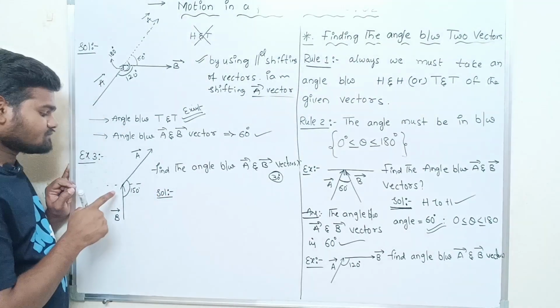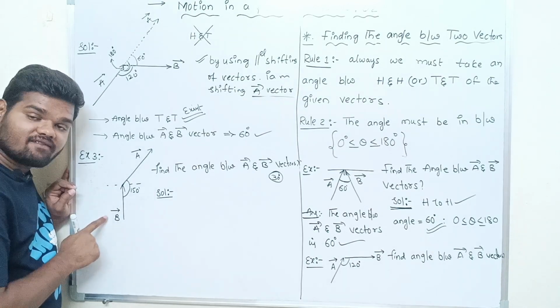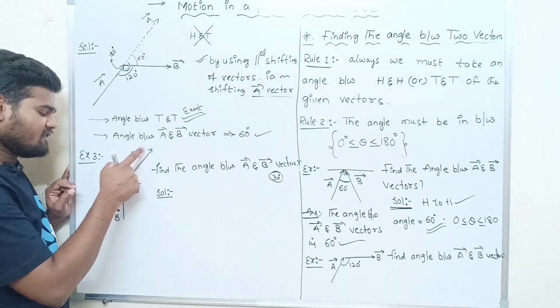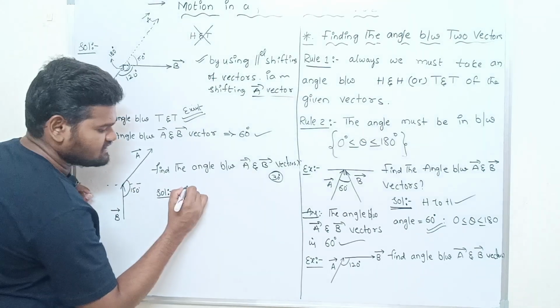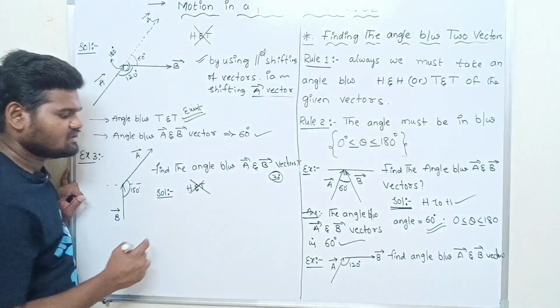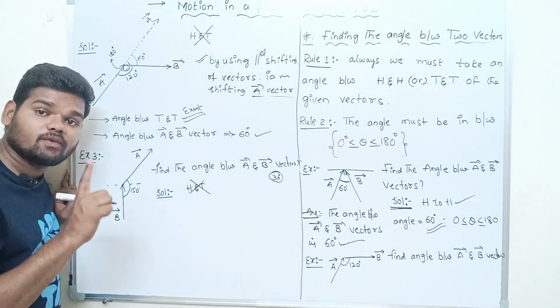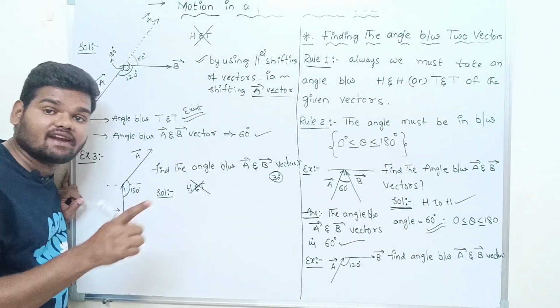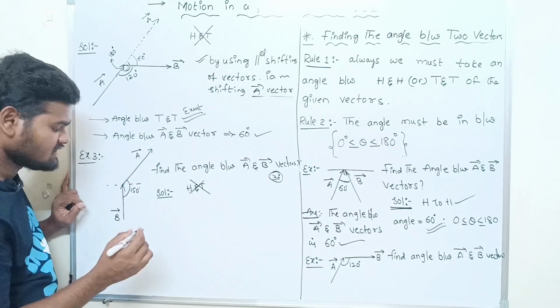Right. Have a look. Here we have the head of the b bar vector and the tail of the a bar vector. The angle between head and tail is 150 degrees. Head and tail angle does not exist. Then what do we have to do? We have to use the parallel shifting of vectors. Have a look.